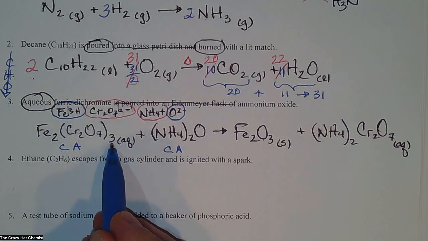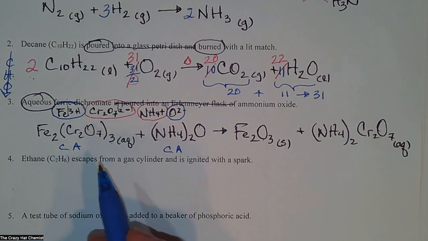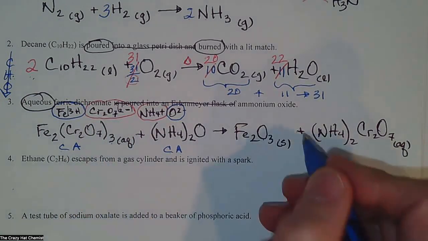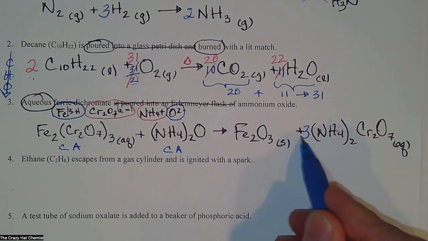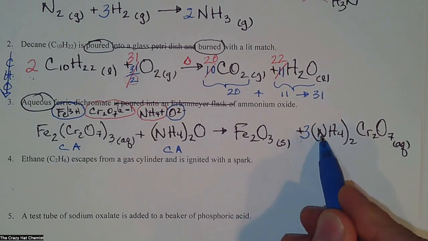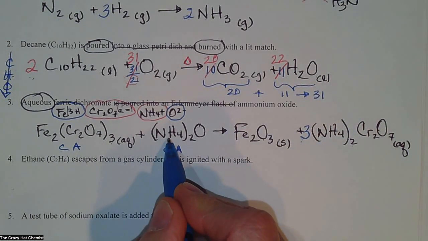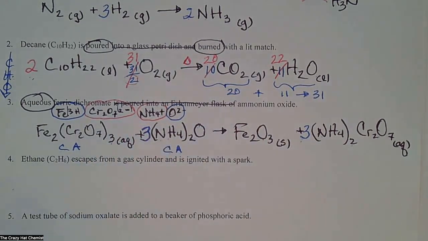So how many chromiums do I have? I have 6. Okay, so that's going to be important in our balancing here. So we're going to place a 3 right here in front of the ammonium dichromate, and that will give us 6 chromiums. Okay, then you should see that that gives us actually 6 nitrogens. And right over here, we need to have 6 nitrogens, and we're going to place a 3 coefficient in front of the ammonium oxide.